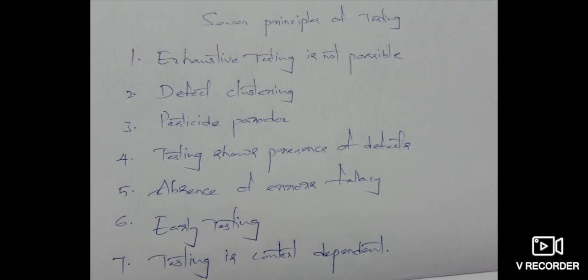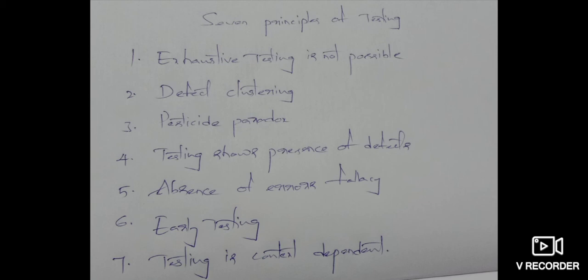Sixth one is early testing. Just now I gave an example. Suppose we commit any mistake at an earlier phase of the development lifecycle while collecting requirements, or while preparing test cases, test plans, or test scripts. Once a document is prepared it has to be reviewed. If there is any issue in it, it can be identified then and there itself.